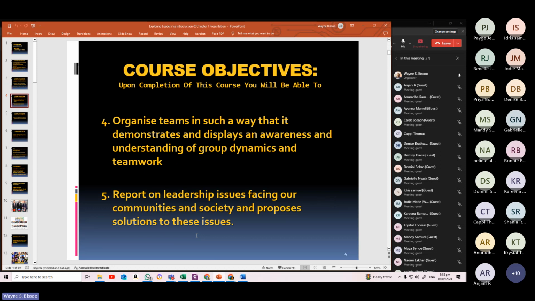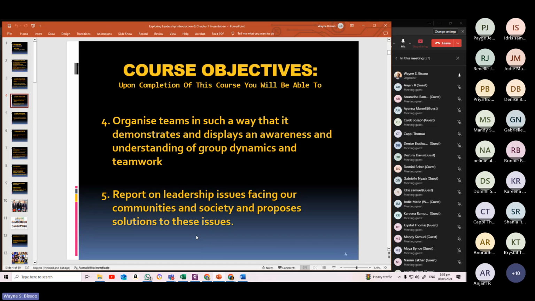Organize teams in such a way that it demonstrates and displays an awareness of understanding. You're going to actually engage in this in numerous ways. You have the presentation to do, then you also have the debate to take part in. All of them are going to give you opportunities to put into practice the team and group work activities, and hopefully stymie some of the attitudes people have developed in class about group work.